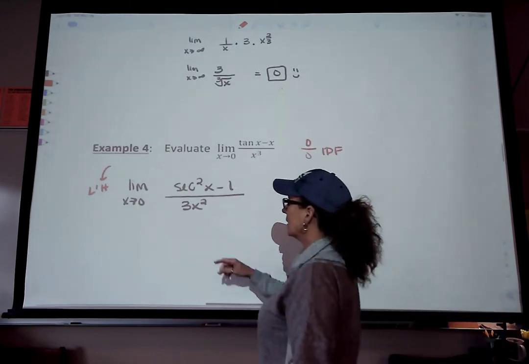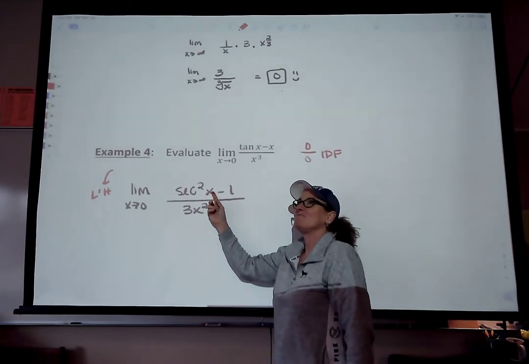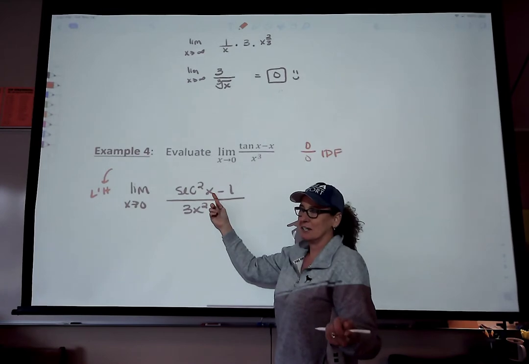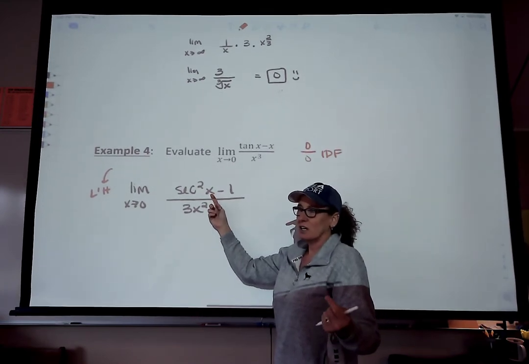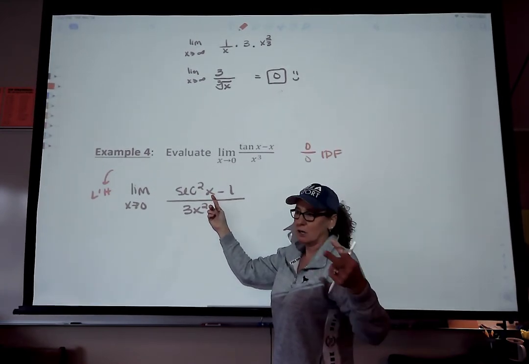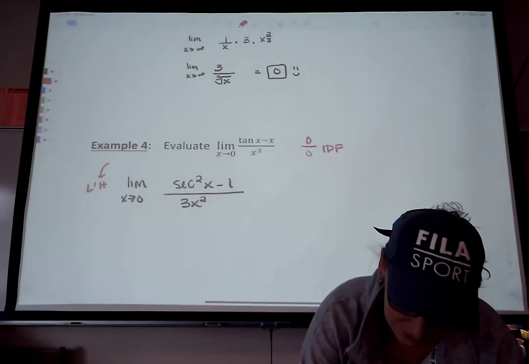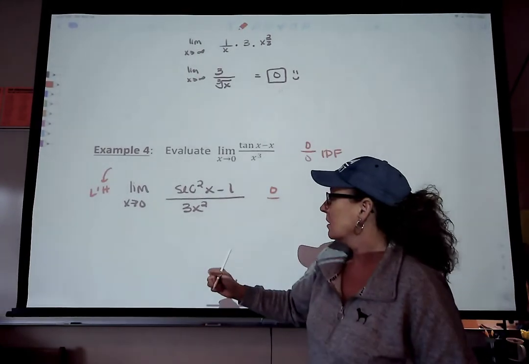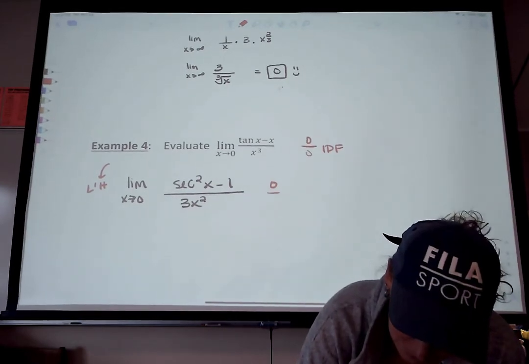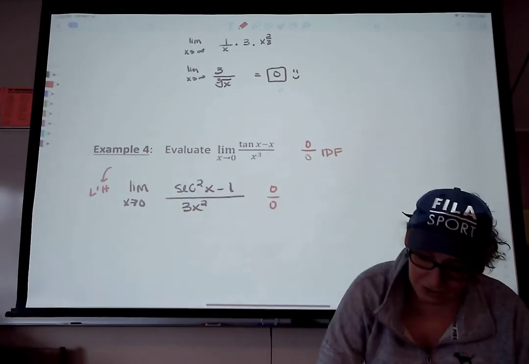Next is 0. Well, secant is cosine upside down. So cosine of 0 is 1. Turn 1 upside down, you get 1. 1 minus 1. I think I see where this is headed. Over 3 times 0 squared. Got another indeterminate form.